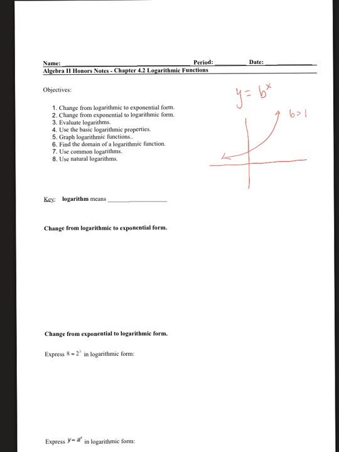If I were to reflect that exponential function across the line y equals x, in other words, take the inverse of that exponential function, I'm going to get what is known as a logarithmic function. So I am looking at the inverse of an exponential growth function, in this case, to get the logarithmic function.